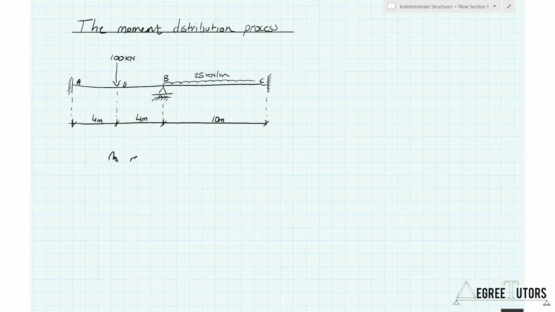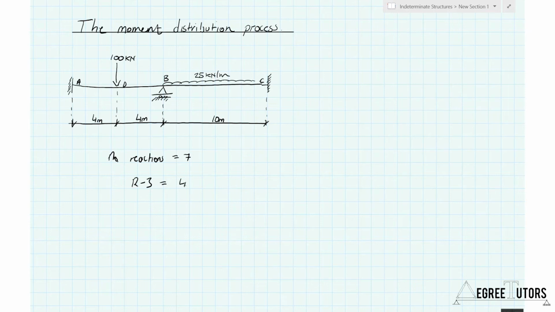Okay, so the number of reactions is 3 at support A, 3 at support C, and 1 at B. So that's 7. We have 7 reactions, minus 3, where 3 is the number of equations of equilibrium that we have at our disposal, is equal to 4. Okay, so it's statically indeterminate to 4 degrees. So we can't start with determining the reactions because there are too many unknowns, and this is where the moment distribution method steps in.